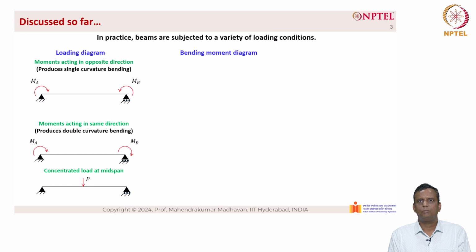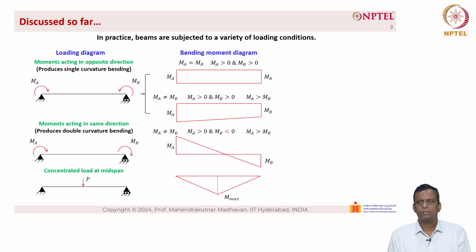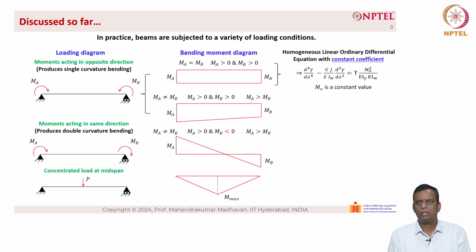Now let's look at the bending moment diagram for each one of these cases. As you can see, there is a uniform bending moment diagram, there is a linearly varying bending moment diagram, and so on and so forth. The corresponding differential equation, which is a homogeneous linear ordinary differential equation with constant coefficient, is given on the right hand side, where M0 is a constant value. We have solved the differential equation to find the value M0 critical equal to pi by L the whole square into EIY into root of IW by IY plus GJL square divided by pi square EIY.